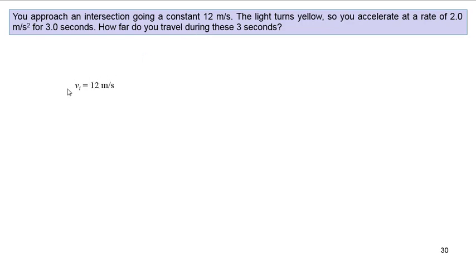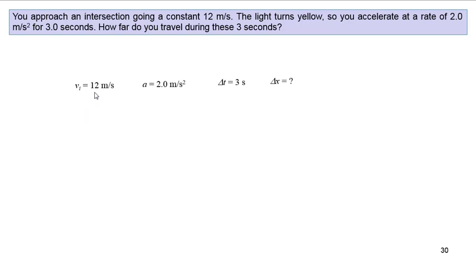So I can say v initial is 12 meters per second. How do I know that that's v initial? Because that's my velocity when I first start to accelerate. Once I start to accelerate, my velocity is going to change, but this is the velocity I have initially when I begin to accelerate. My acceleration is 2 meters per second squared. Delta t is 3 seconds, and they are asking me to solve for delta x.